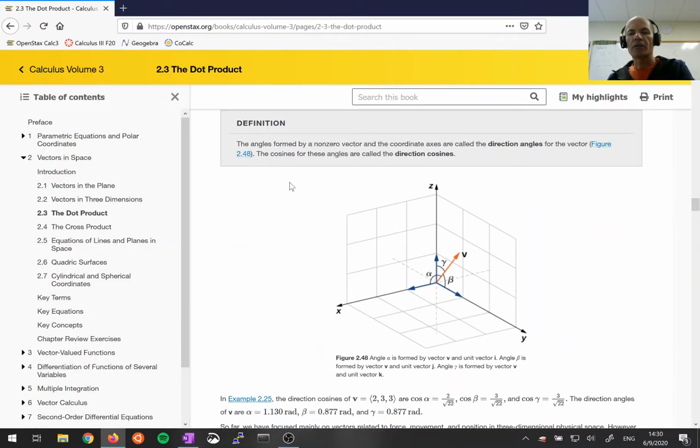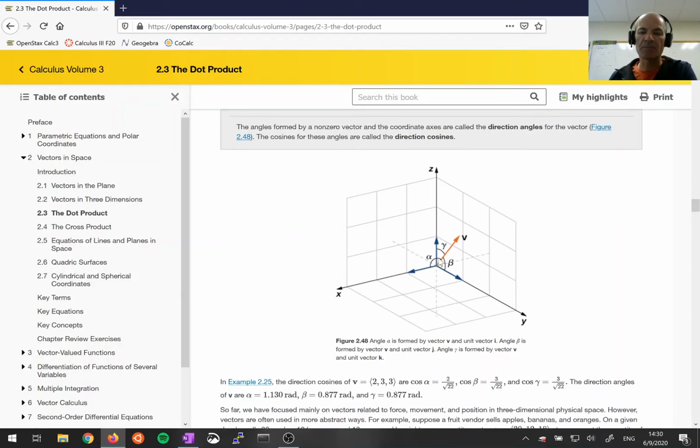In fact, when you're computing the angles between a vector and the three coordinate axes, x, y, and z, they actually have a special name. They're called direction angles or direction cosines, and you can compute these angles by using the dot product cosine identity and the three vectors i for the x direction, j for the y direction, and k for the z direction.